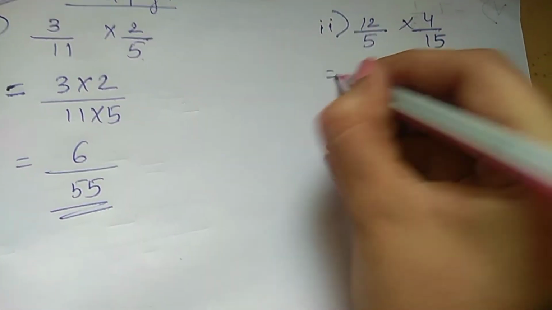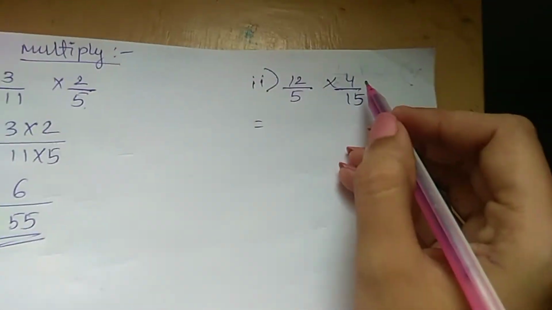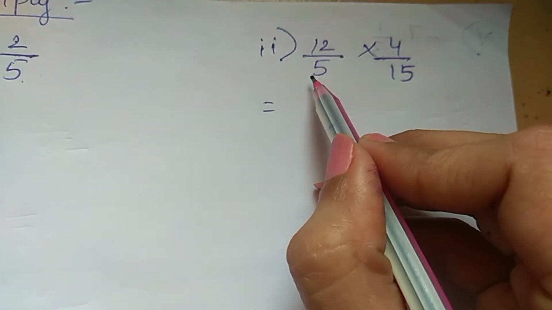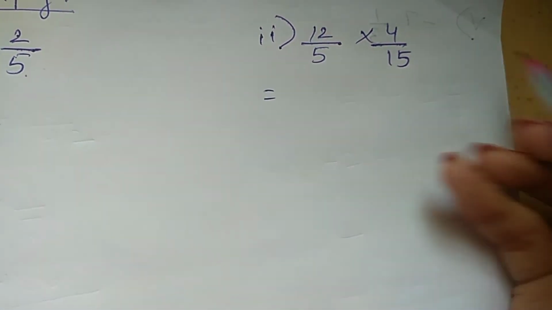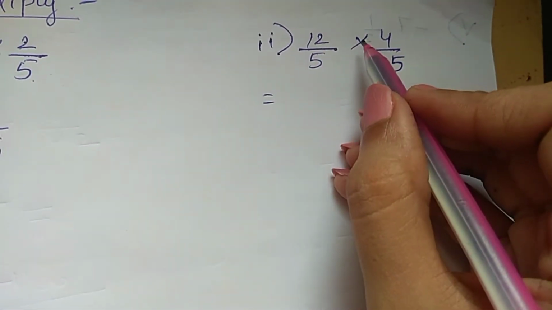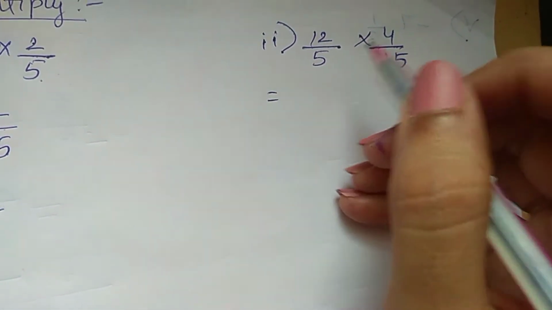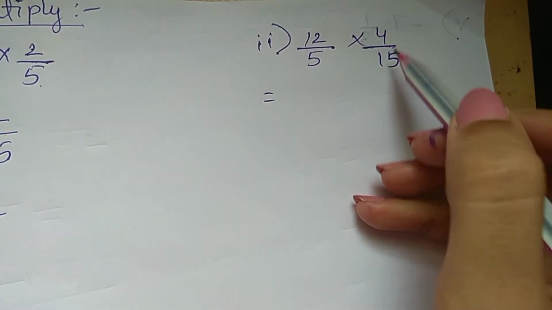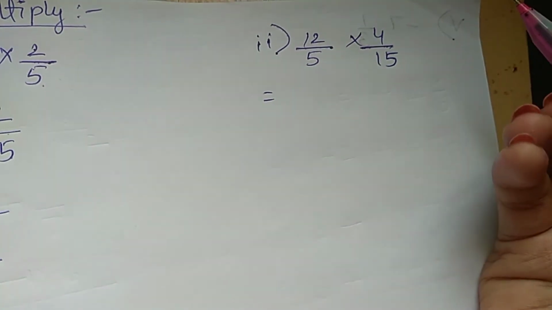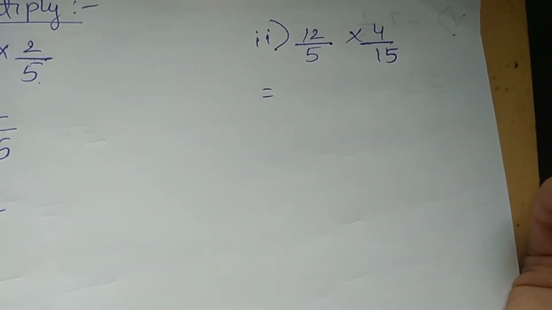Let's see the second sum. 12 by 5, 4 by 15. Again I said we won't be looking at denominators, whether they are the same or not, because we are doing multiplication and not addition or subtraction. So we will see whether it can be reduced or not. 12 by 5 can't be reduced, 4 by 15 can't be reduced.